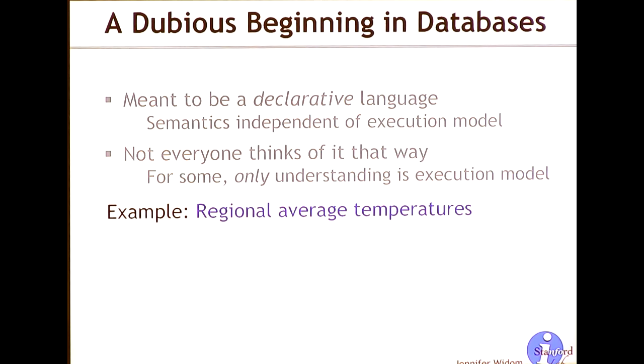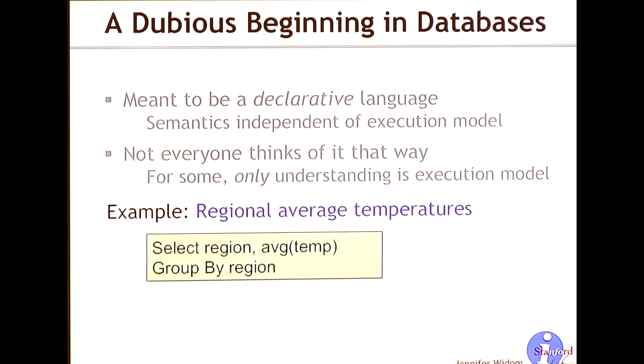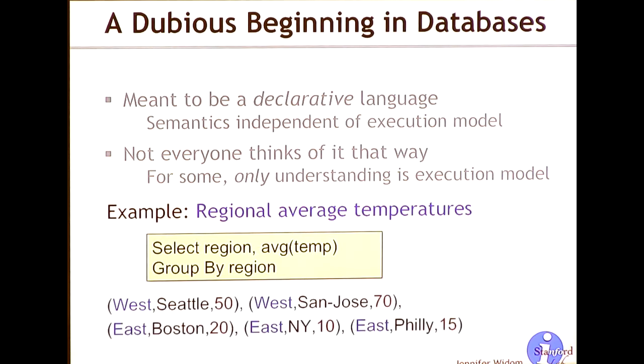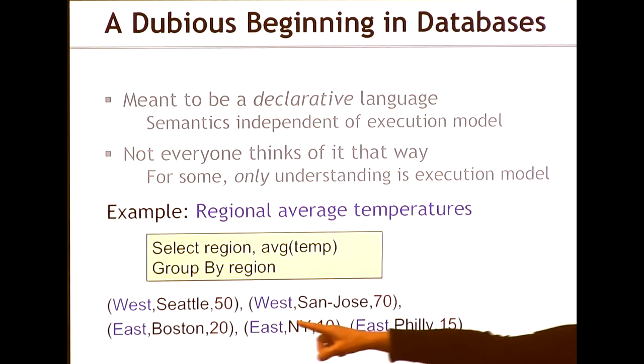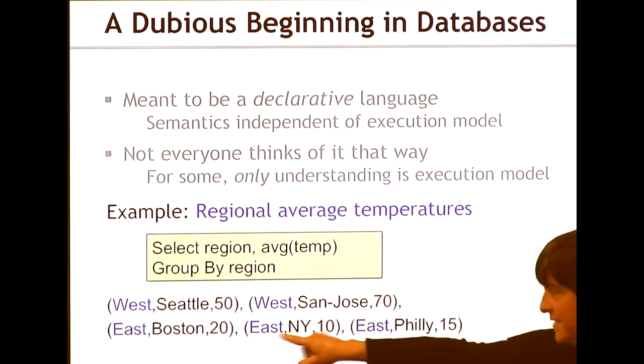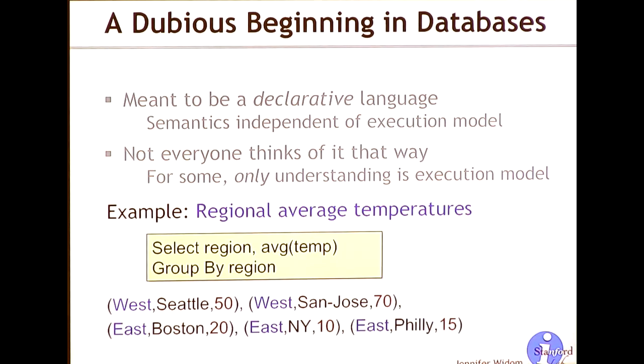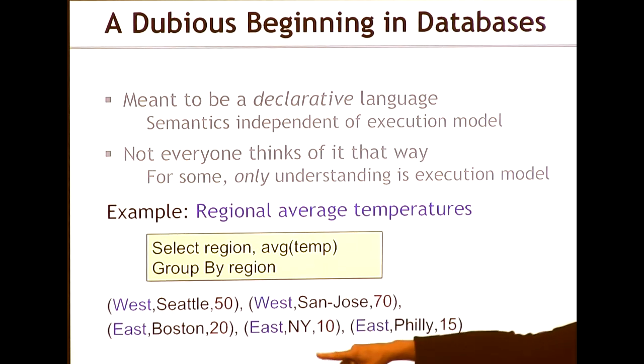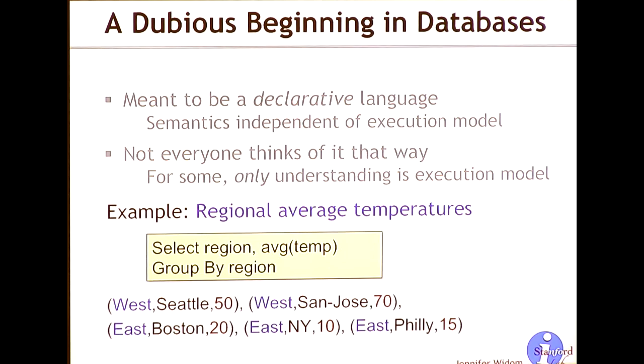All right, so I'll give you this example. Regional average temperatures. So we're going to have a table that has regions, and it has temperatures, and it's also going to have cities in it. And here, let me just put the data up right here. We're going to have the region of the West that has Seattle 50, San Jose 70, the East with these 3 values. And we're doing a standard group by aggregation. Okay? We're doing the standard, give me the region and the average temperature. And so I think you can all clearly see, this is not the problem yet, that it would be West 60 and East 15. That would be the answer.